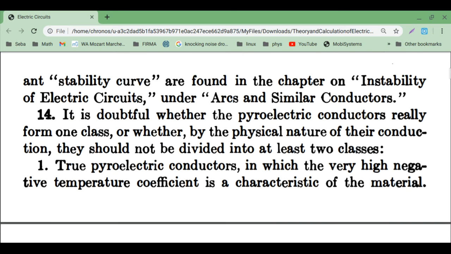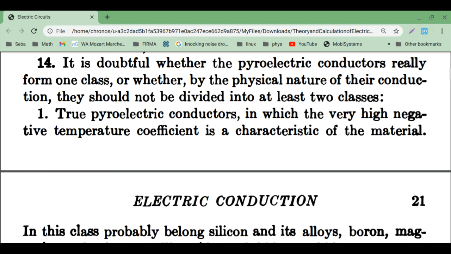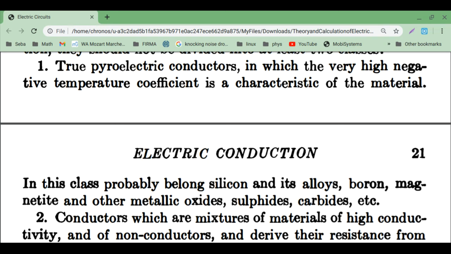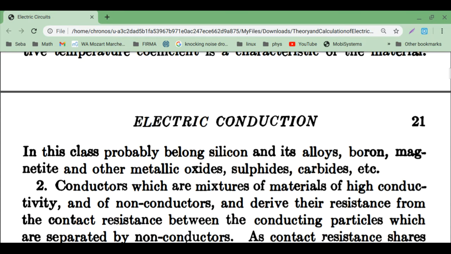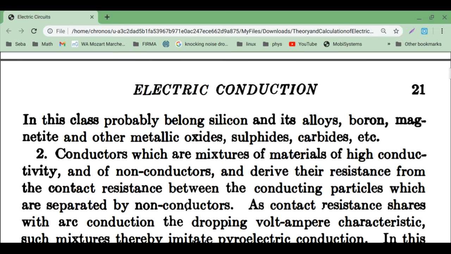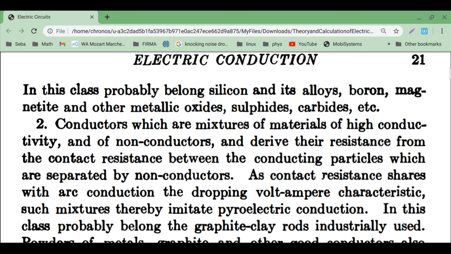It is doubtful whether the pyroelectric conductors really form one class, or whether by the physical nature of their conduction they should not be divided into at least two classes. Number one, true pyroelectric conductors, in which the very high negative temperature coefficient is a characteristic of the material. In this class probably belong silicon and its alloys, boron, magnetite, and other metallic oxides, sulfides, carbides, etc.